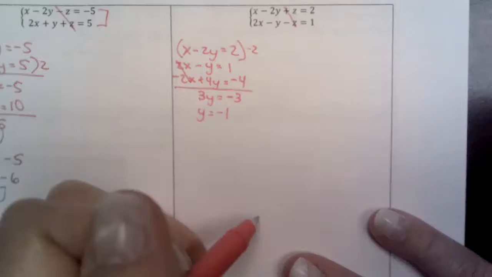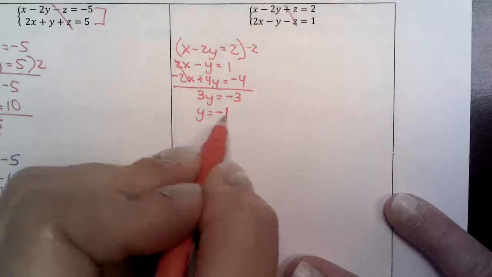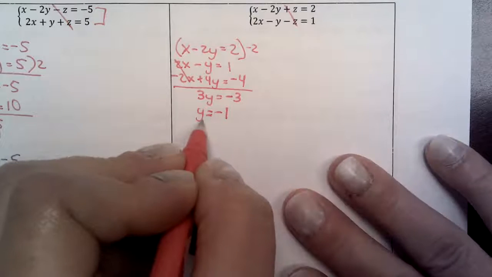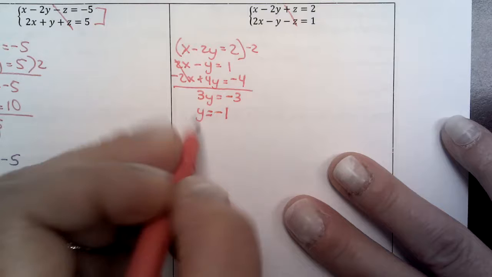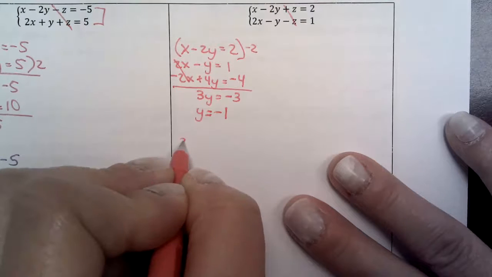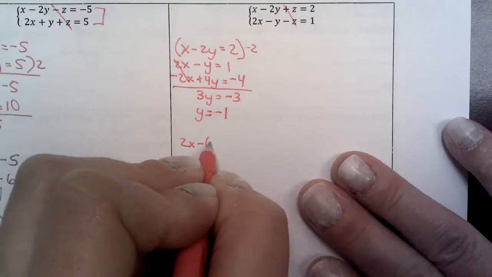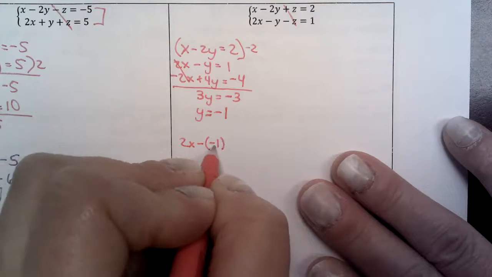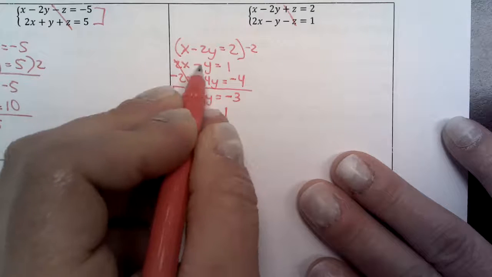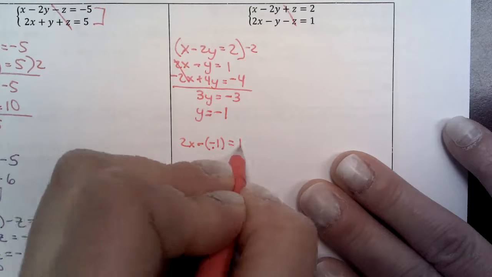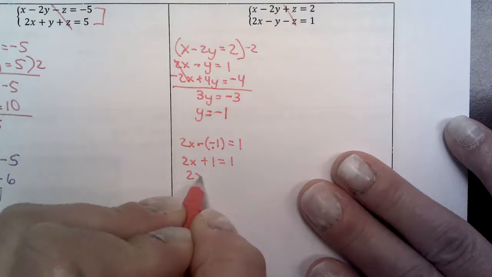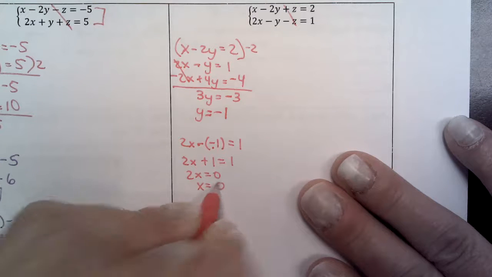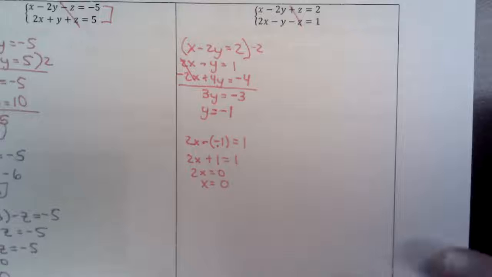Okay, so now let's go on ahead and continue solving this. So now I'm going to plug this back in. So I'm going to have 2x minus -1. Okay, so make sure your y is -1, but there's a minus sign in front of it, equals 1. So I'm going to have 2x plus 1 equals 1. I'm going to have 2x equals 0, so x is going to wind up equaling 0.